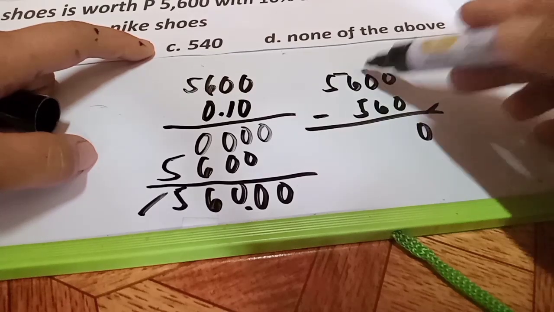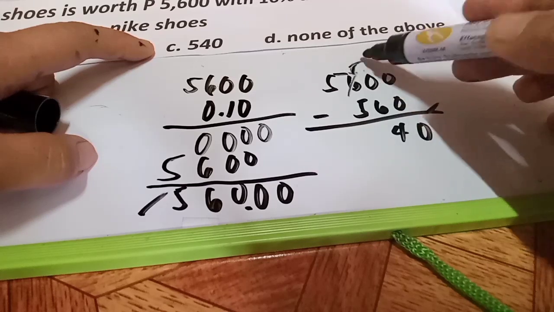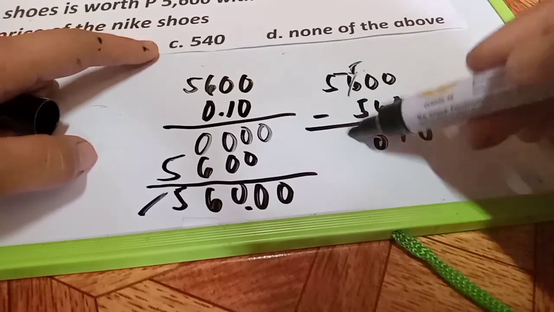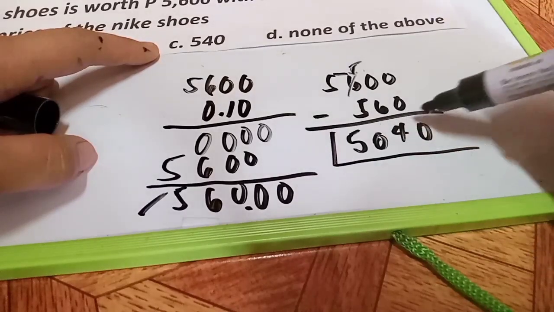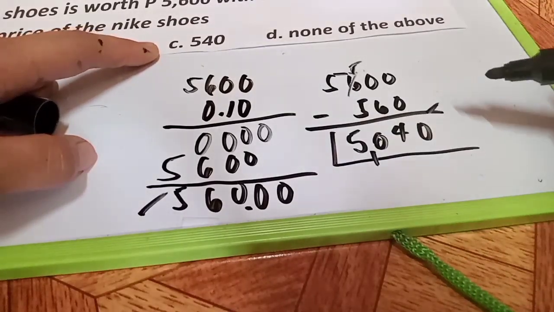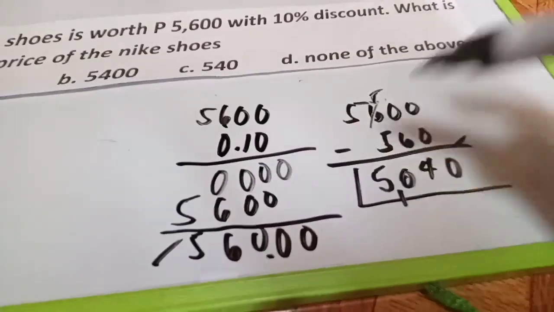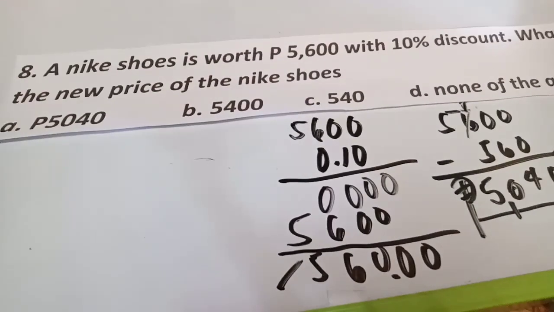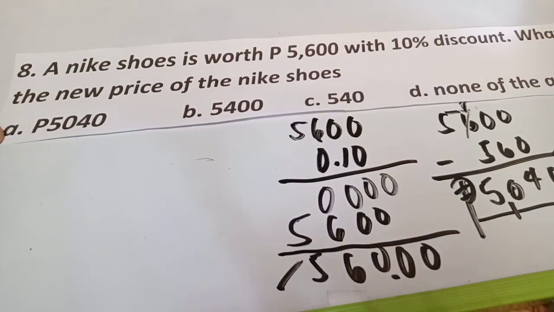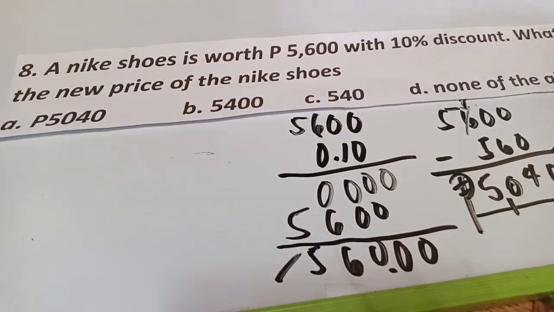So this will become 4, this will become 0 and then 5. So automatically, the price of the new shoes will be 5,040. So this will be our answer for number 8. Let's proceed for number 9.